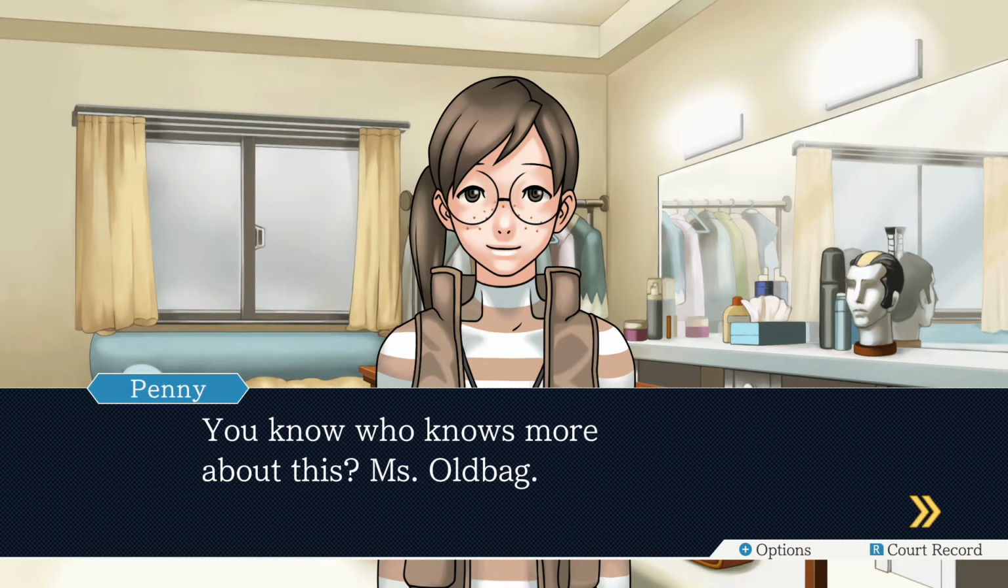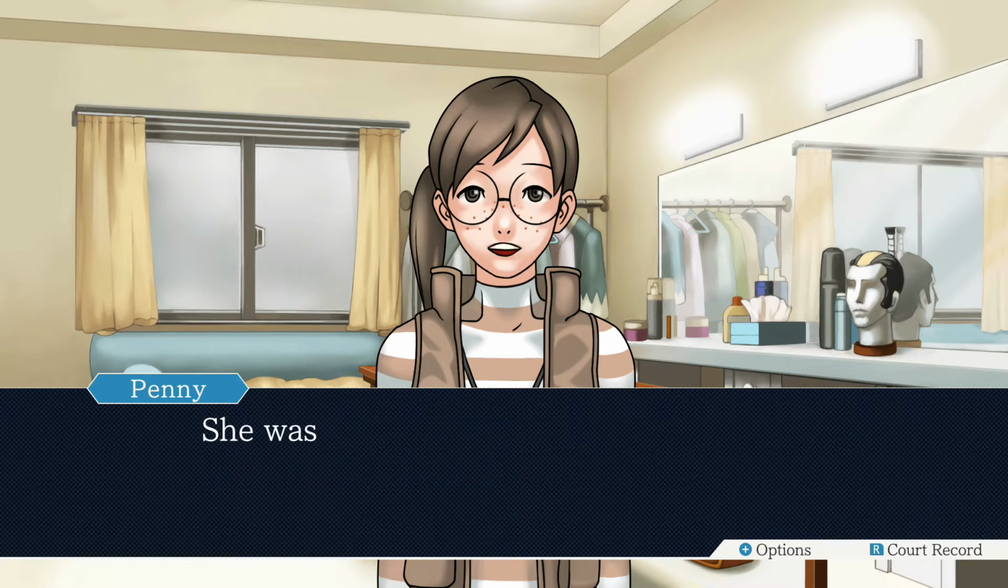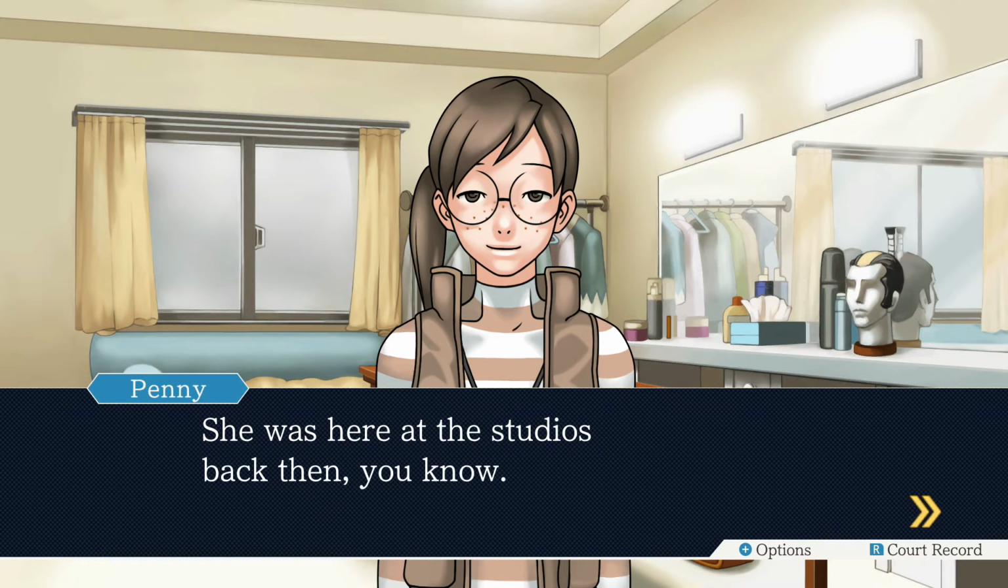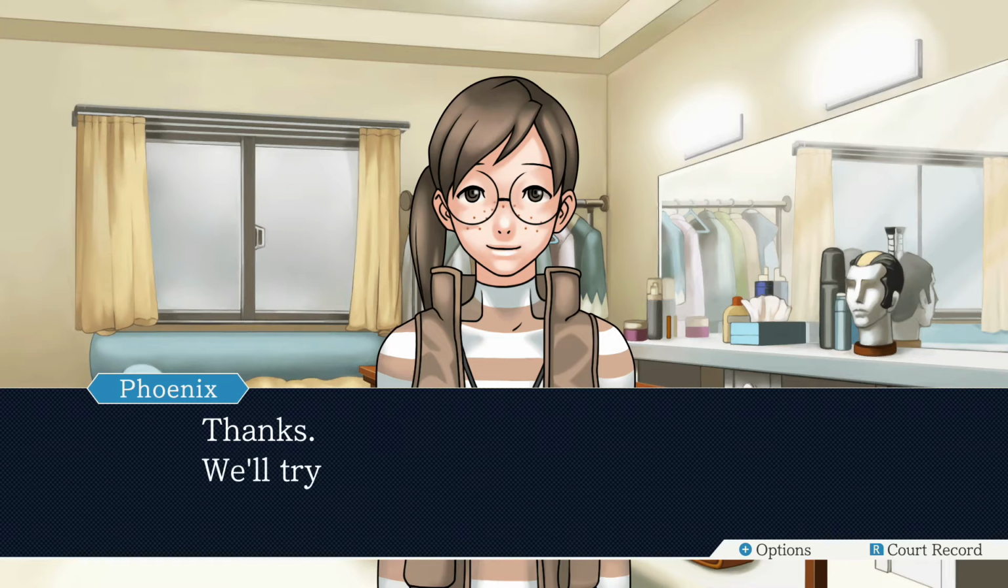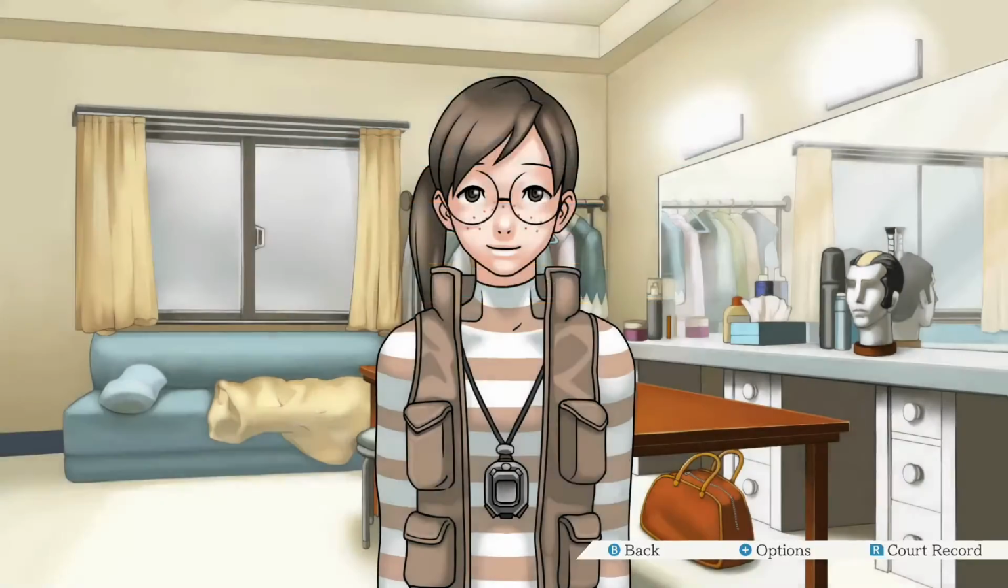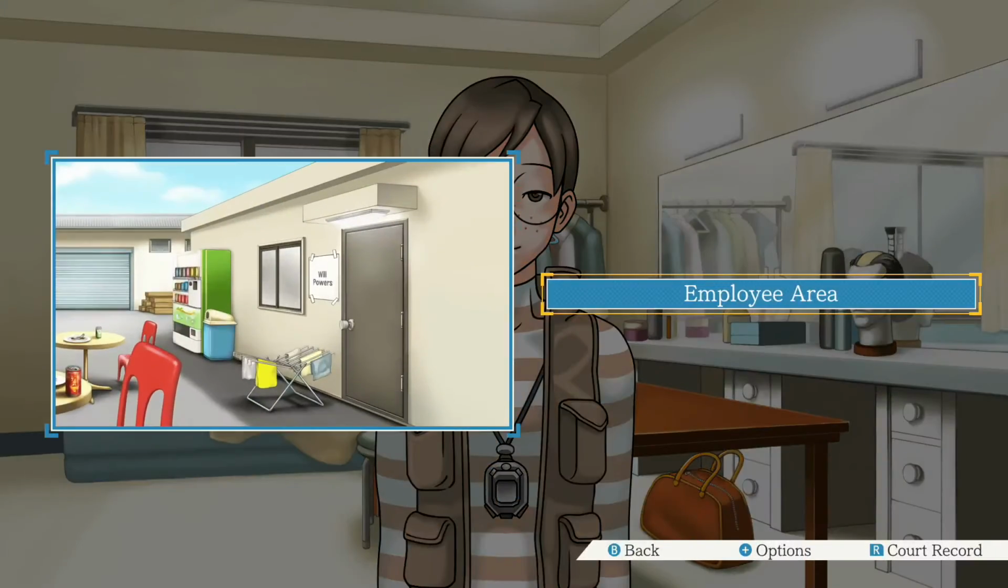You know who knows more about this? Miss Oldbag. She was here at the studios back then, you know. I bet she was hot. 5 years ago, that's what changed her into who she is today. Yes. Yeah, age really hit her hard. She's like 60 now, but man, when she was 55, hoo boy. Oh, different story.